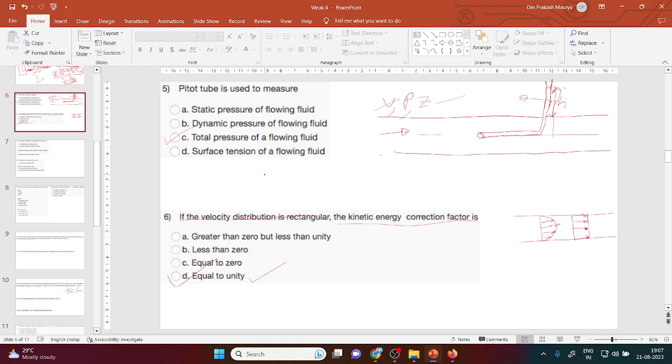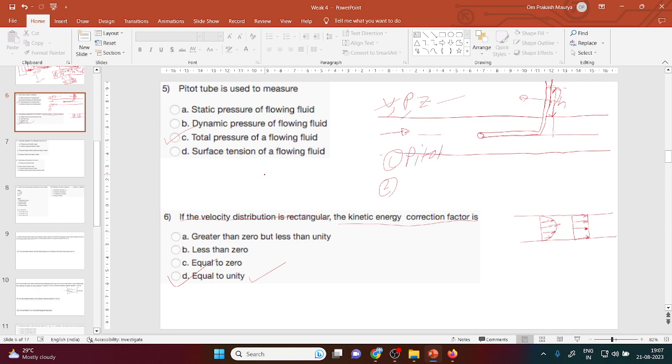Pitot tube and pitot static tube. Yes, sir. I just mean the pitot tube, whether it is actually the pitot static tube, or is that another instrument? Whatever you are telling, okay, no problem. But in this case, what you are telling is the static pressure of the flowing fluid, right? My doubt is whether the pitot tube and pitot static tube are the same, or both are different instruments. For that I need to check, because I am not aware of the pitot static tube.